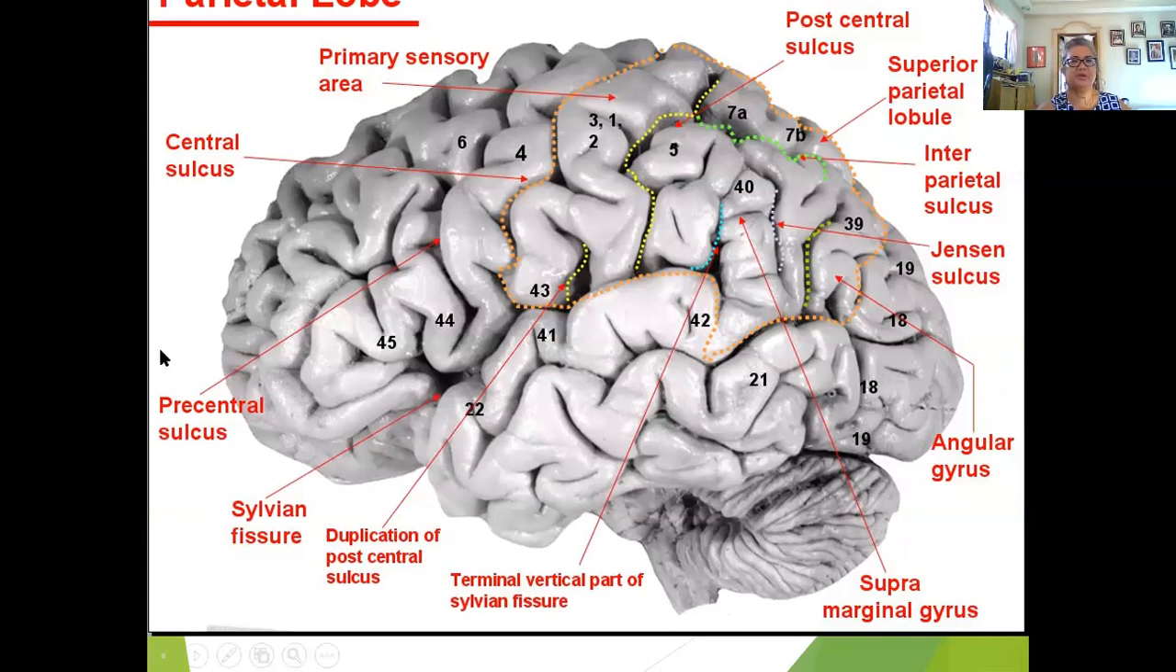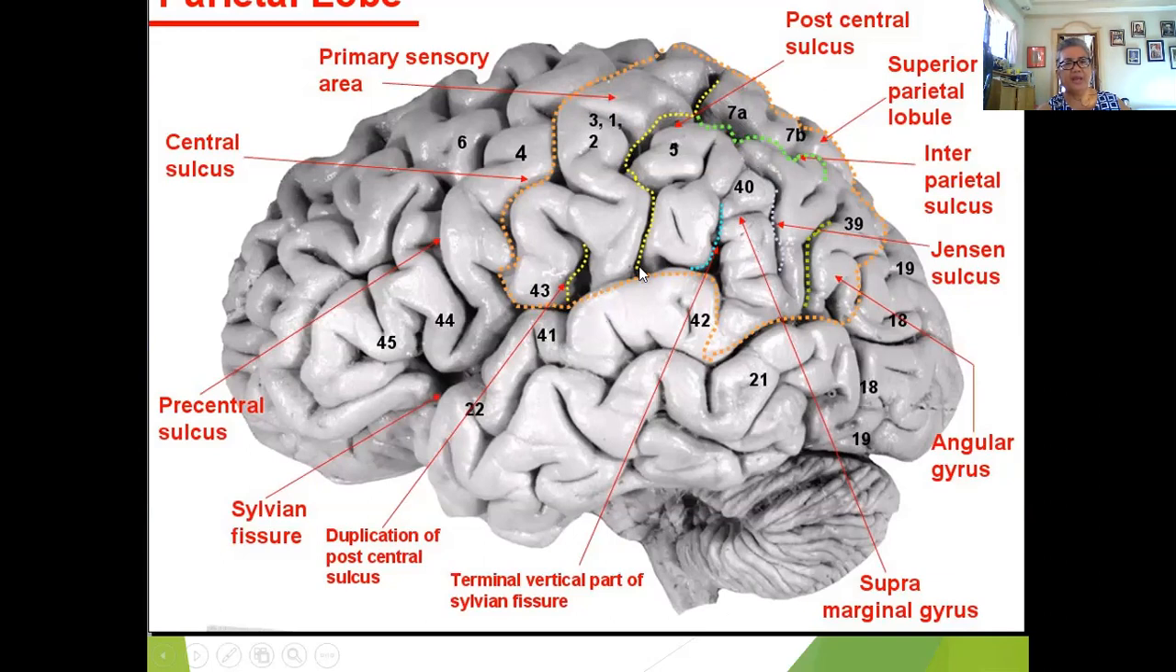So this is your central sulcus of Rolando. So posterior to that would be the start of your parietal lobe. And this will be your postcentral gyrus, which is the primary sensory area. And you will have the intraparietal sulcus dividing your superior parietal lobule and your inferior parietal lobule.